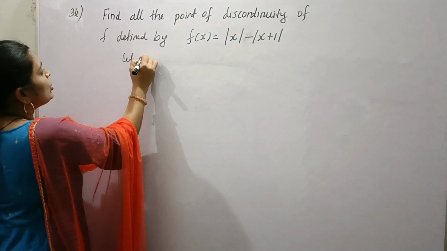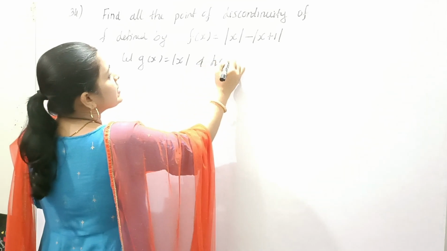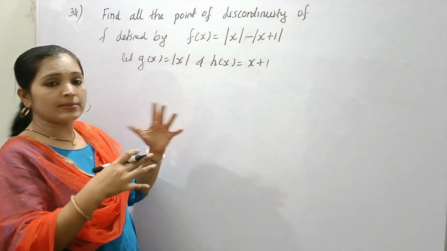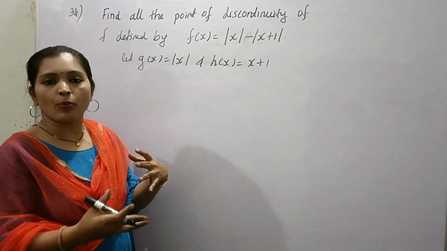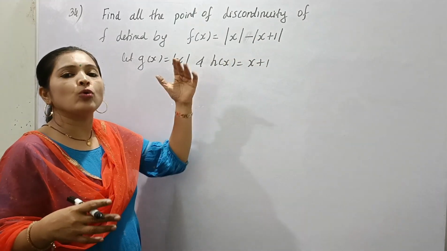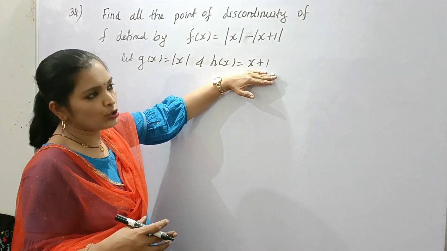For that, we will take two functions and combine them. Combining means composite functions. So here we have to take two functions. Let g(x) = |x| and h(x) = x + 1. According to that we have to take the two functions, that is g(x) = |x|, h(x) = x + 1, so that the combined function, the composite function, will be |x + 1|.